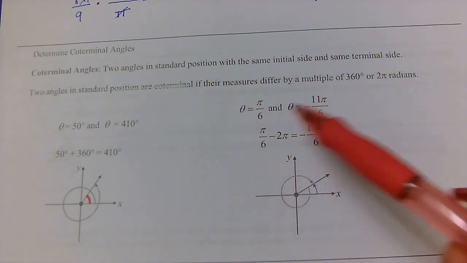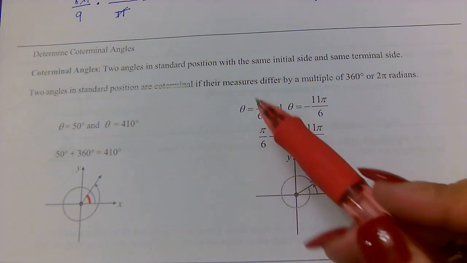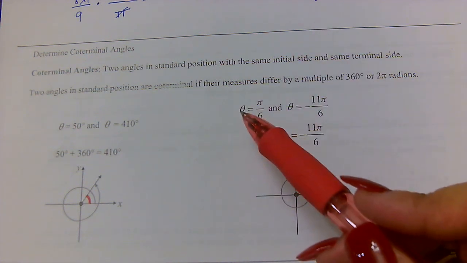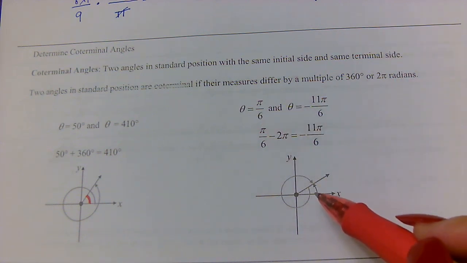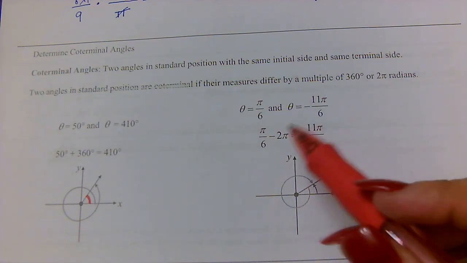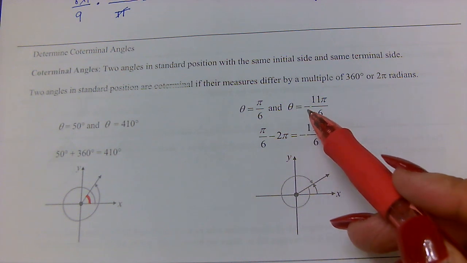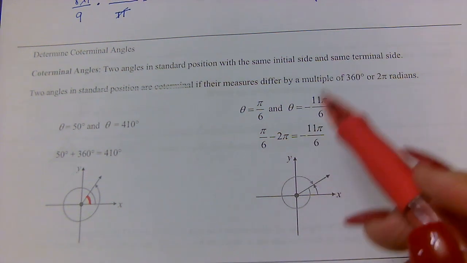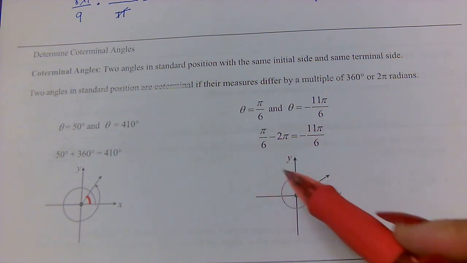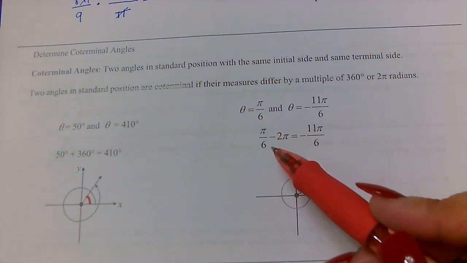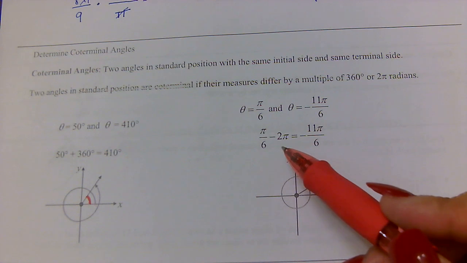Okay. Over here, you will see it in radians. So we have theta pi over 6. That's going to be this angle right here. And negative 11 pi over 6. Well, how did I get that? You start with your angle and you subtract one complete rotation. And remember, one complete rotation in radians is 2 pi.